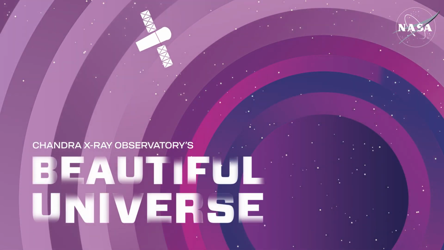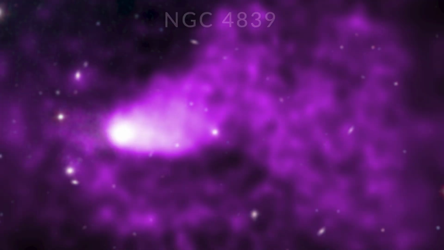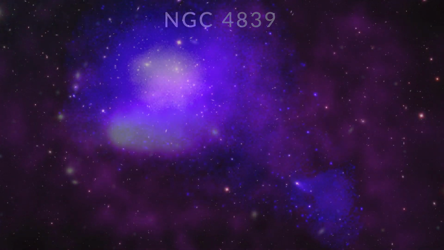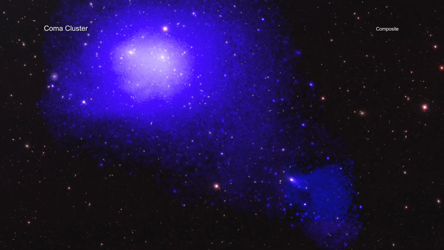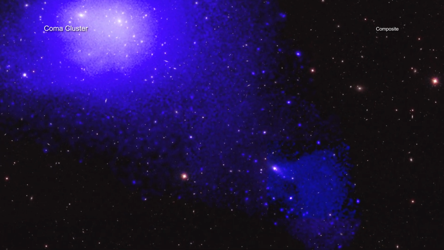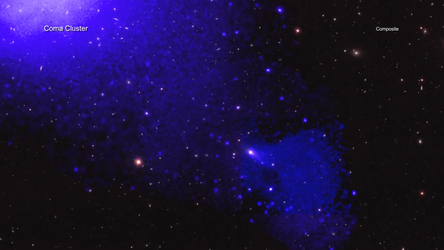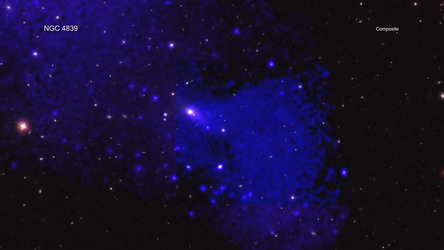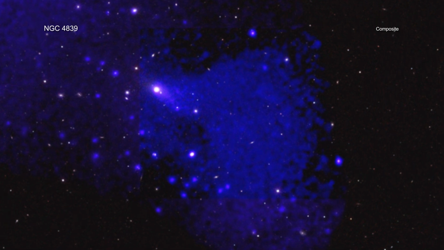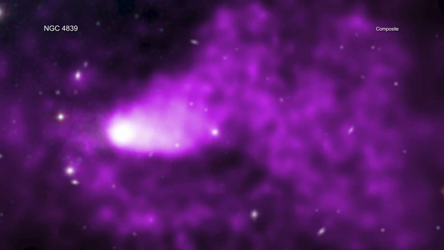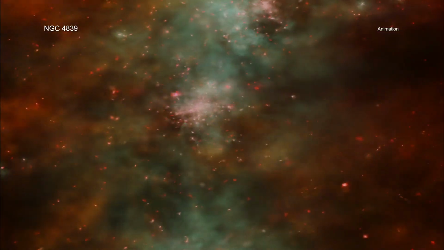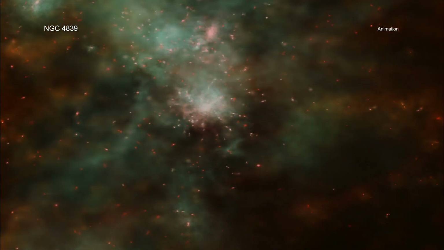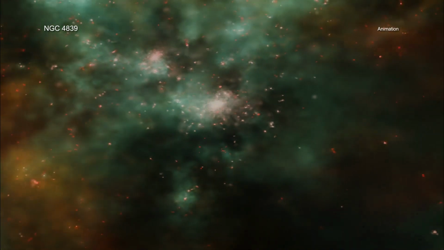Visit Chandra's beautiful universe. NGC 4839. A group of galaxies is plunging into the Coma galaxy cluster and leaving behind an extraordinary tail of superheated gas. Astronomers have confirmed this is the longest known tail behind a galaxy group and used it to gain a deeper understanding of how galaxy clusters, some of the largest structures in the universe, grow to their enormous sizes.